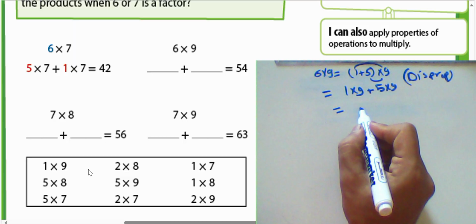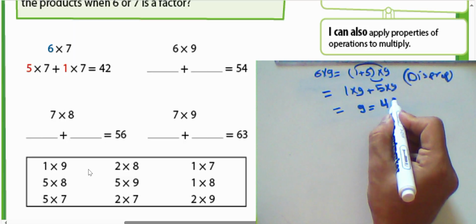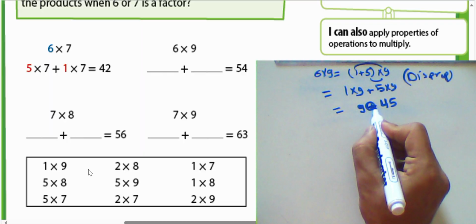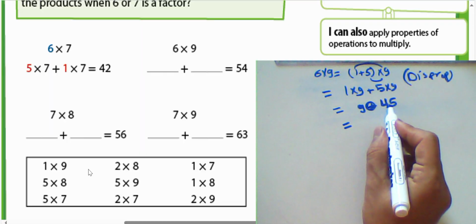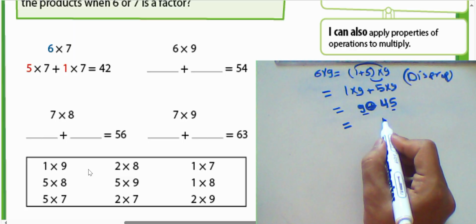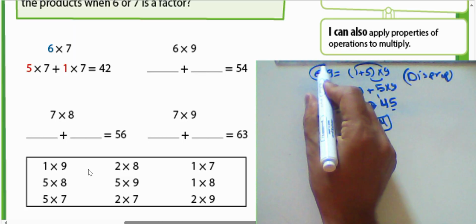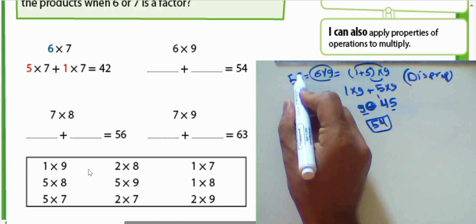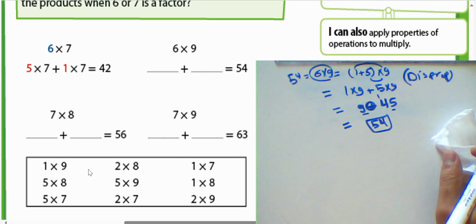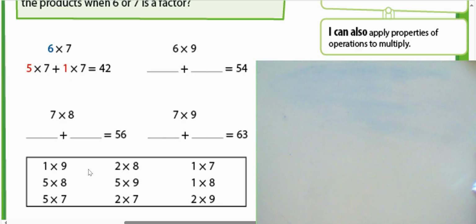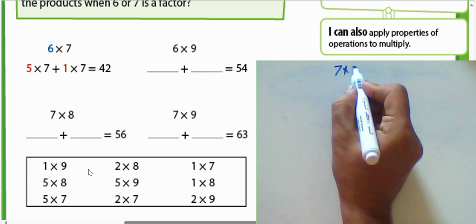1 times 9 equals 9. 5 times 9 equals 45. Then we can add together 9 plus 45. 5 plus 9 equals 14, so write 4 and carry 1. 1 plus 4 equals 5. And the result will be 6 times 9 equals 54. And also we have 7 times 8.